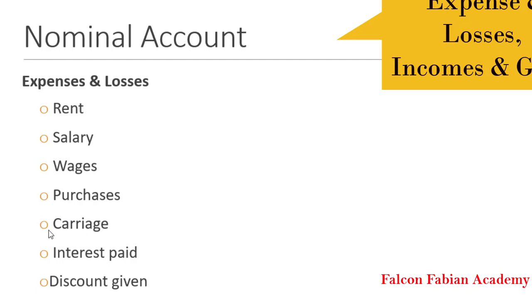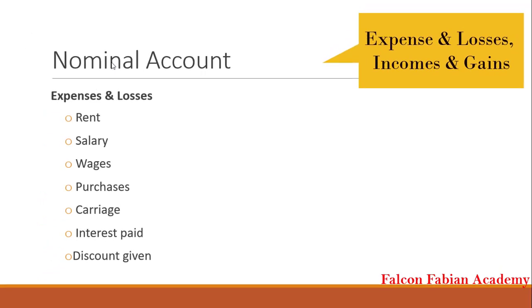Now carriage, you will come across the term carriage inward and carriage outward. Both of them would come under nominal account, and the rule for nominal account is going to be applied to it. That is interest paid and discount given to any customer. Now all of these are expenses. Over and above this also you will see a lot of other expenses. These are just few examples. So if there is any expense, that would come under this category, and the rule for nominal account is going to be applied to it.